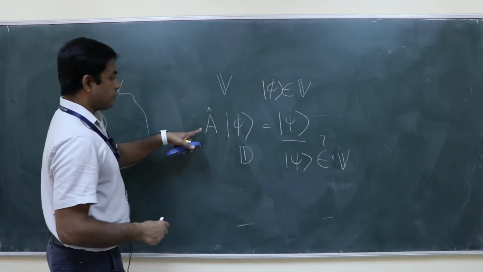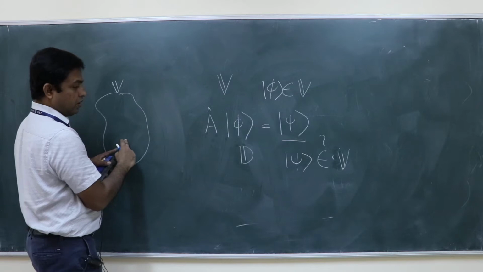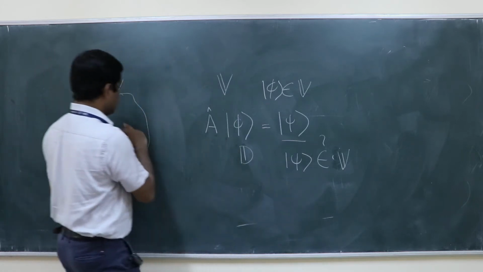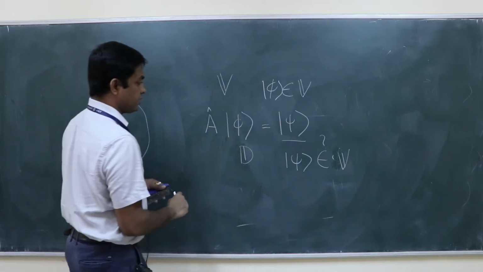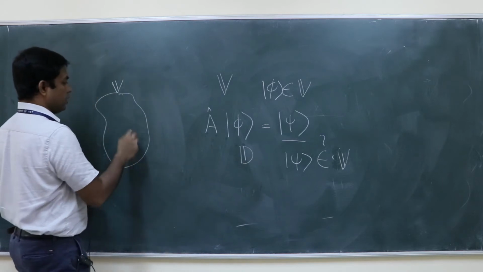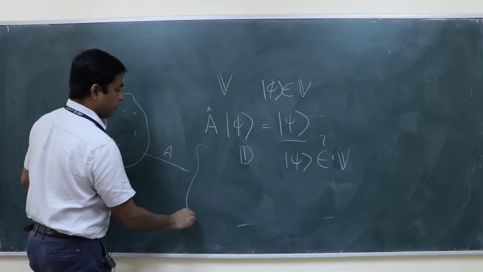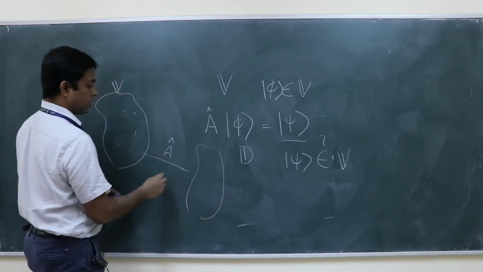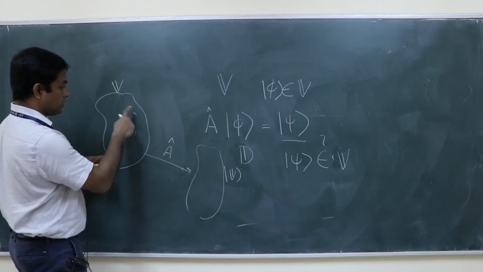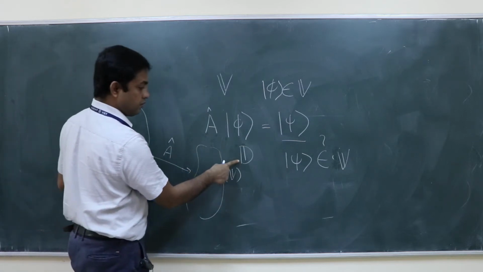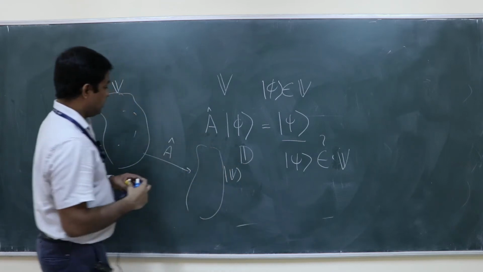The action of this operator on a certain set of vectors will give you another set of vectors which is in V itself. So if I act on these vectors and the vectors I get also go to the same V, then that set of vectors is the domain of that operator. Is that clear?